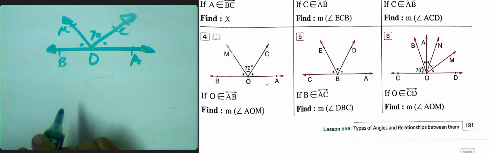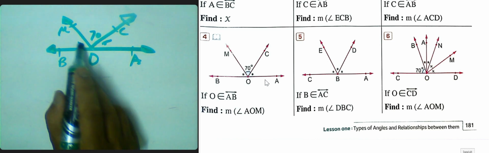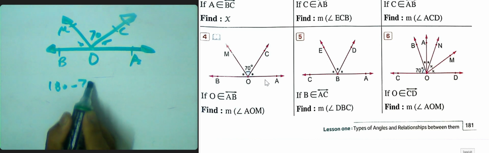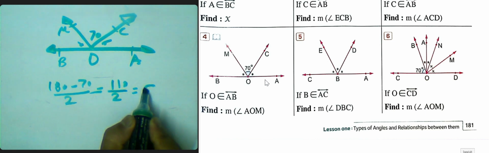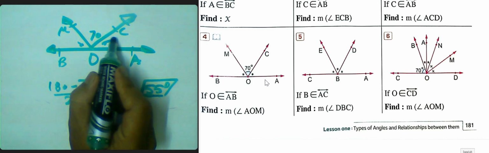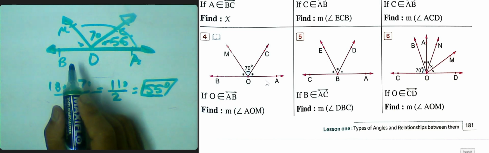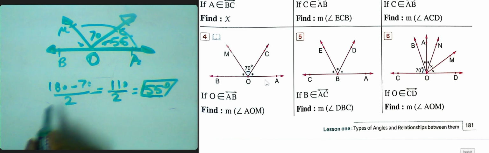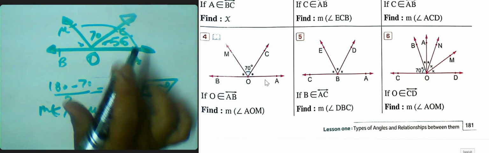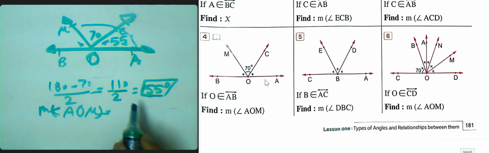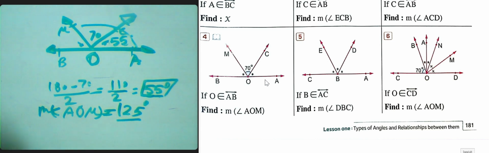The sum of the three angles here equals 180. Then the measure of each one of them will be 180 subtracted by 70, divided by 2. The result will be 110 divided by 2, which is 55 degrees. Then you will find the measure of angle EOM. The measure of angle AOM equals 55 plus 70. 70 plus 55, the result will be 125 degrees.